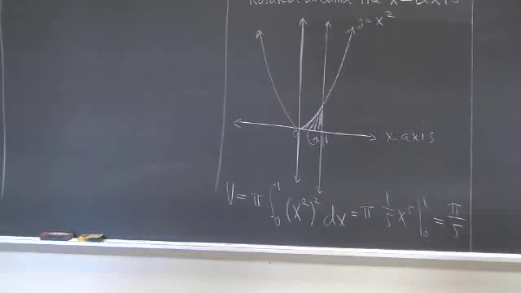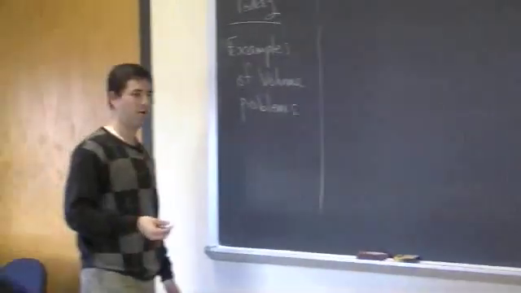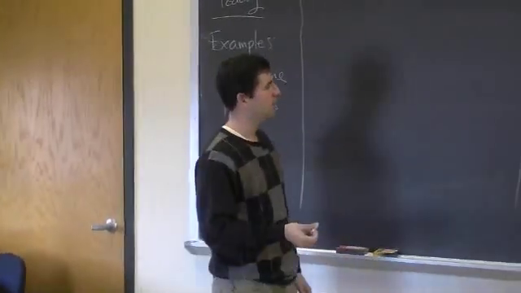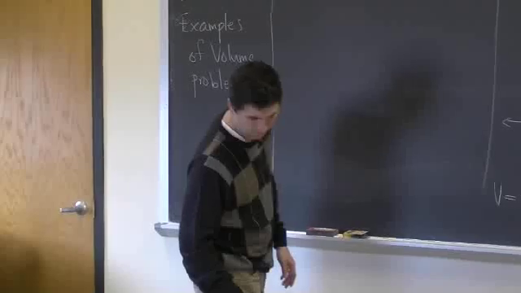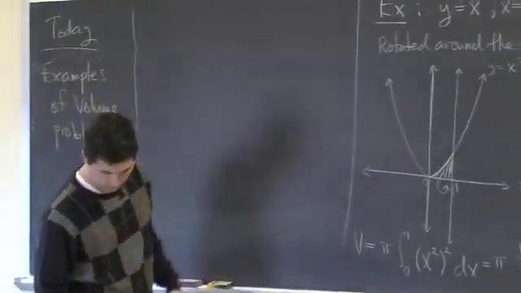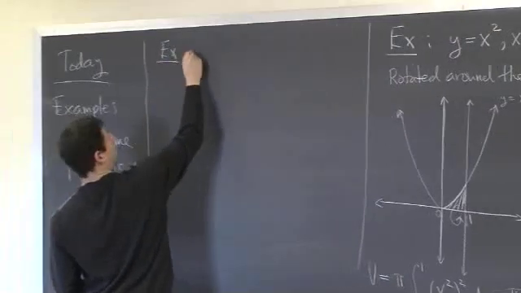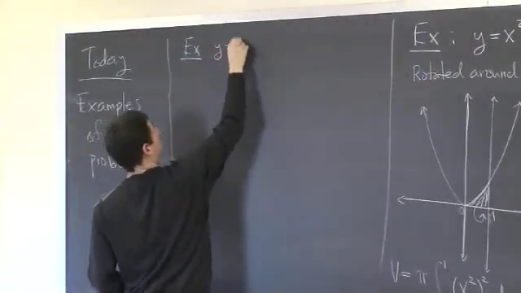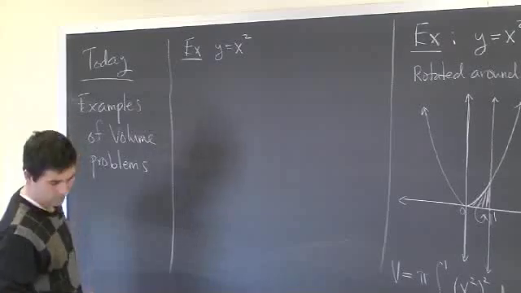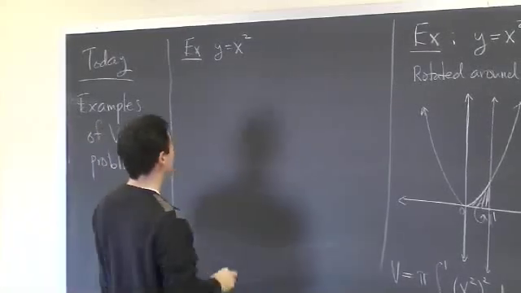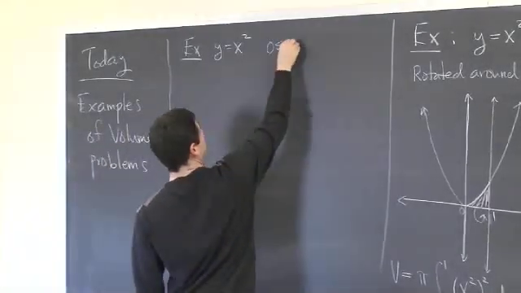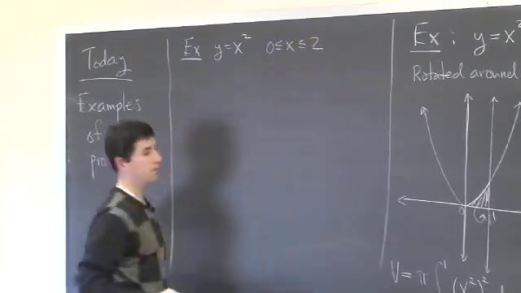Not so bad, yeah. Seems like it should be harder. It's not. Okay, let's try another one. Let's just fudge the region around a little bit. So we're going to, again, take y equals x squared. This time, I'm going to only look at x's between 0 and 2.